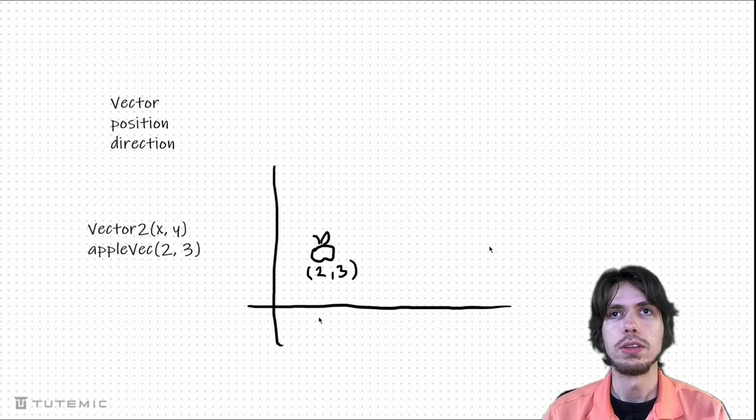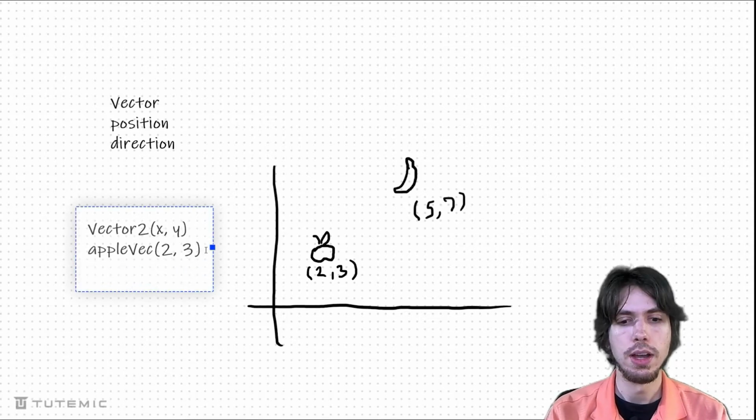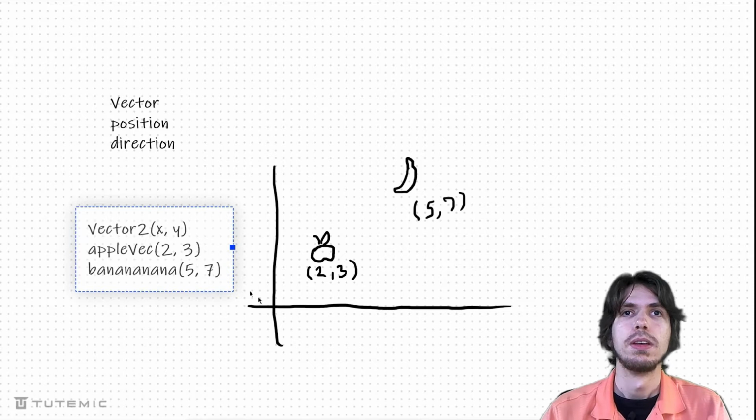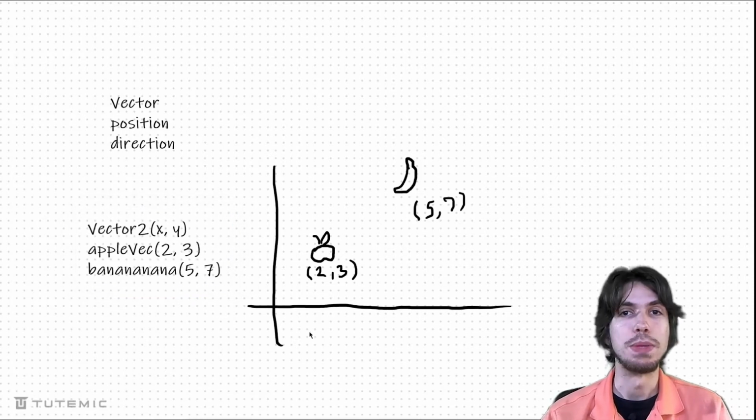Let's also create a banana. Here's our banana. Does that look like a banana? Hopefully. Let's say the banana is at a position of 5, 7. Is that believable? Now we have another vector, banana, 5, 7. This is how we can understand vectors, at least with respect to position.